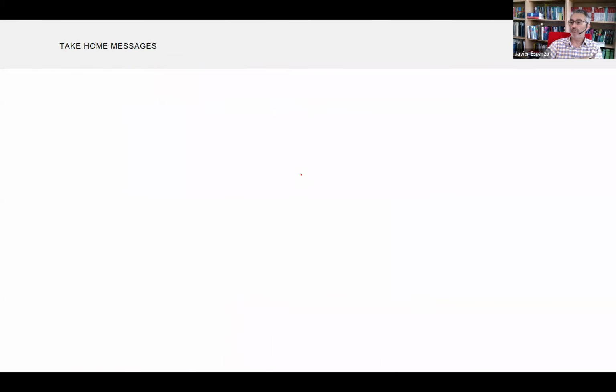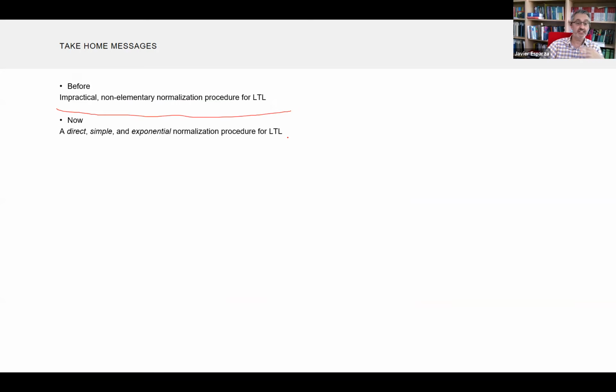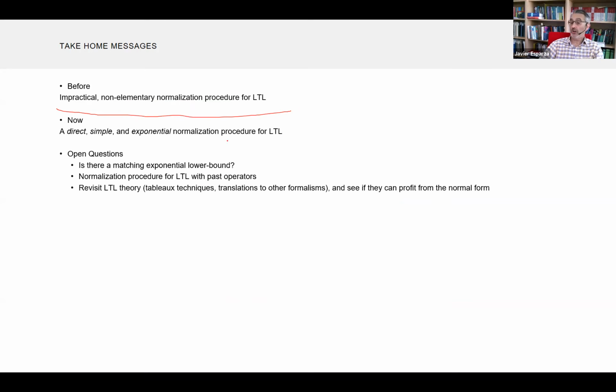And my 2 minutes are probably over. So let me just finish by saying, before this work, what we had were impractical, non-elementary normalization procedures for LTL. Now we have direct, syntax-guided exponential normalization procedures for LTL. We don't know if there is a matching exponential lower bound. We conjecture it, but we don't know. We also don't know what to do with past operators.